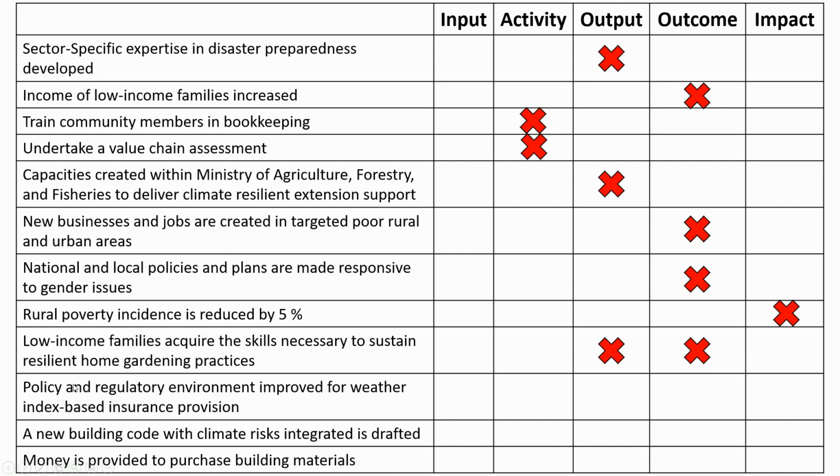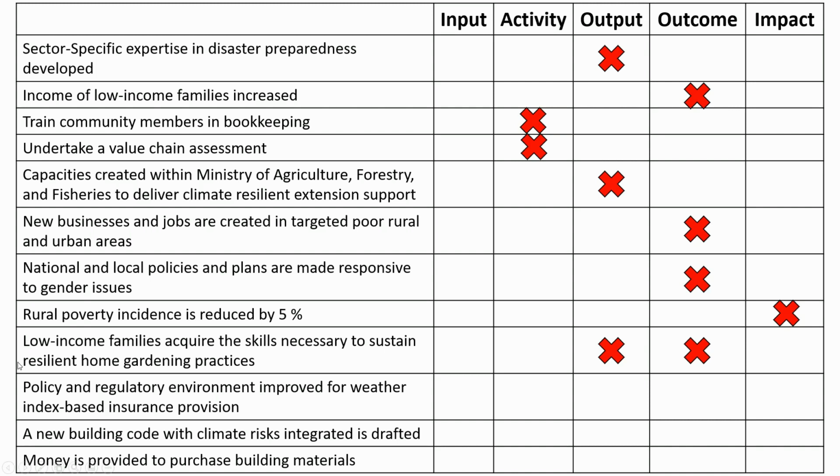Next, we have policy and regulatory environment improved for weather index-based insurance provision. So this is index insurance, and that's a good innovation for climate change adaptation. But in most places, it requires some regulatory changes, some rules to be put in place. It needs an enabling environment. You can't just start offering index insurance, because insurance industries are regulated in virtually every country. And so you need to do some groundwork, some preparatory things.